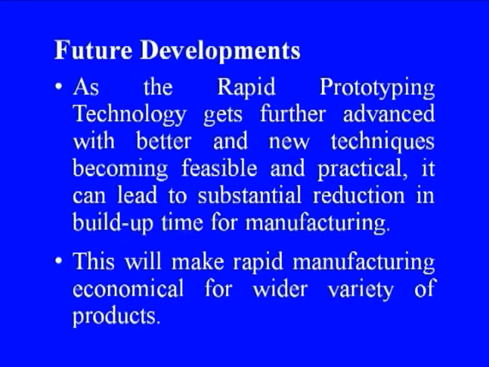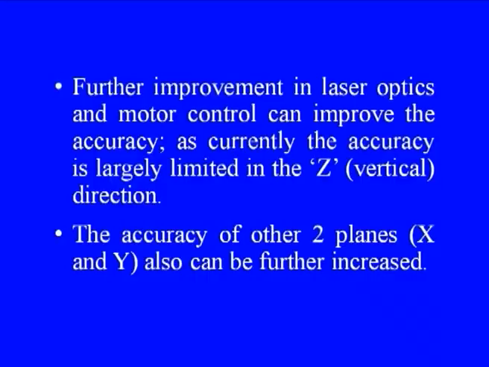As rapid prototyping technology gets further advanced, with better and new techniques becoming feasible and practical, it can lead to substantial reduction in build time for manufacturing. This will make rapid manufacturing economical for a wider variety of products. Further improvement in laser optics and motor control can improve the accuracy, as currently the accuracy is largely limited in the Z direction or the vertical direction. Z direction is generally considered as the vertical direction, with X and Y being the horizontal ones.